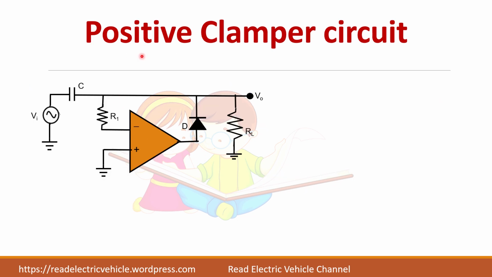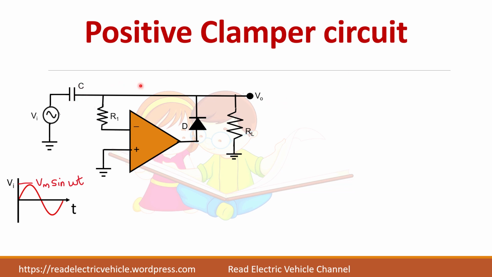First, let us see the working of a positive clamper circuit. We have an op-amp to which a diode is connected, and a resistor and a capacitor are here. This resistor is used to limit the discharge current from the capacitor to the op-amp. The positive terminal of the op-amp is connected to the ground. The negative terminal is connected through the capacitor to the input voltage. The input is a sinusoidal waveform which can be expressed as Vm sin omega t, where Vm is the peak of this sinusoidal waveform. And V0 is the output of the clamper circuit.